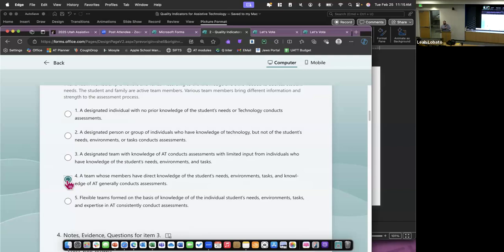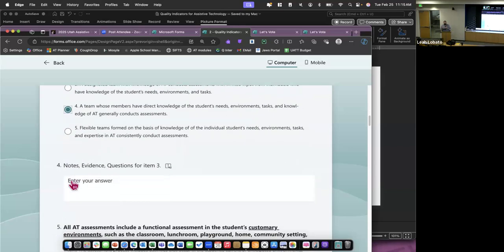But every single team knows the student. Every single team has some level of assistive technology ability to figure out what's going on. So we don't go out just as a specialized team of people to assess. Okay.